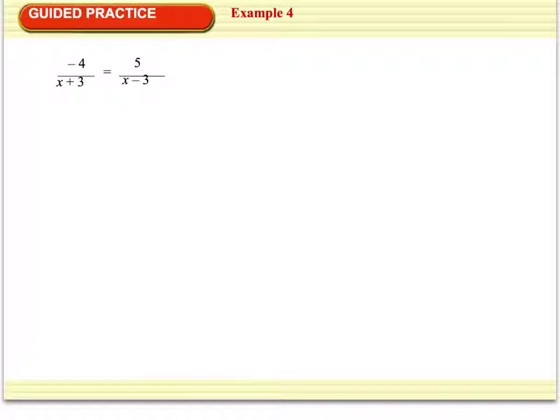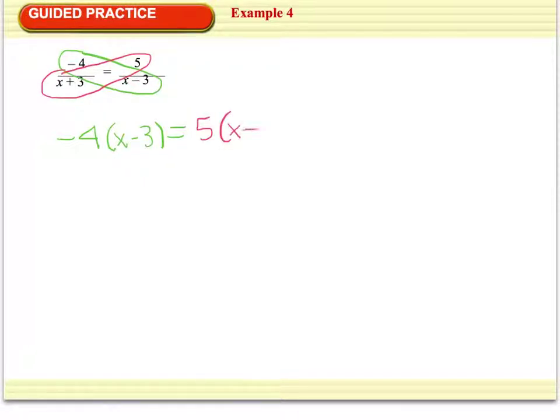Let's try the cross multiplication method with this problem because I have one fraction on the left and one fraction on the right. So to do this, I'm going to take and multiply a negative 4 by x minus 3. And I'm going to set that equal to x plus 3 times 5. Now I can go ahead and simplify. So I end up with a negative 4x plus 12 equals 5x plus 15.